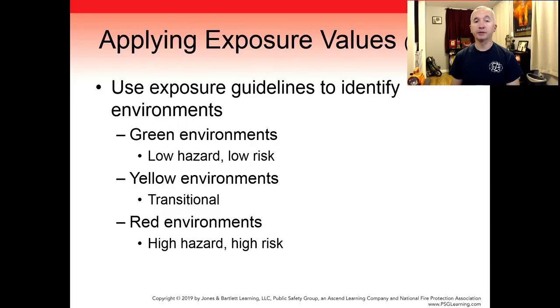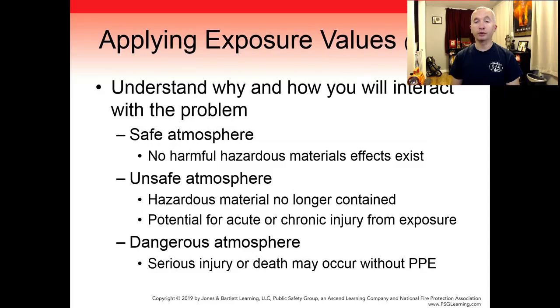Once exposure values are understood, they can be applied at the scene of a hazardous materials incident. Exposure guidelines can be used to identify 3 basic atmospheres or environments: green environments, which are low hazard and low risk; yellow environments, which are transitional; and red environments, which pose a high hazard and high risk. You have some control over your risk by understanding why and determining how you will interact with the problem.